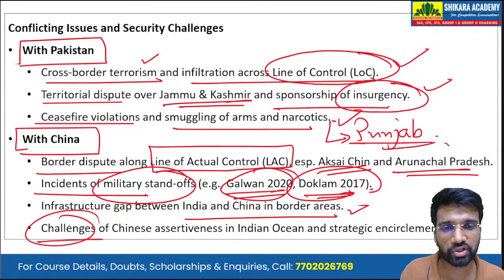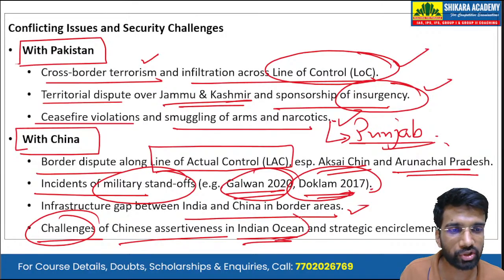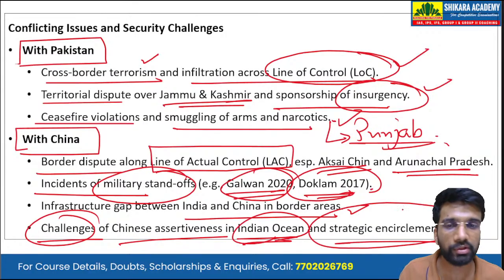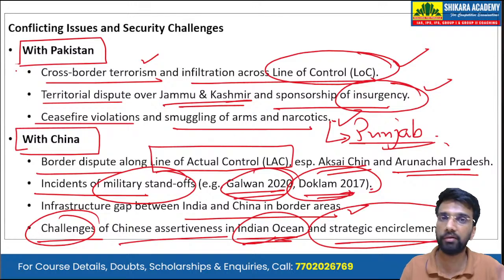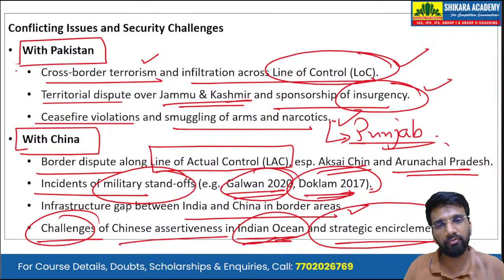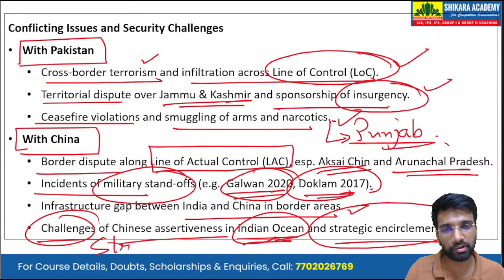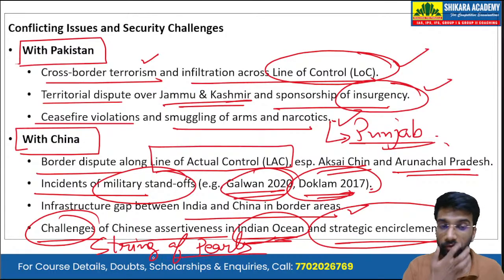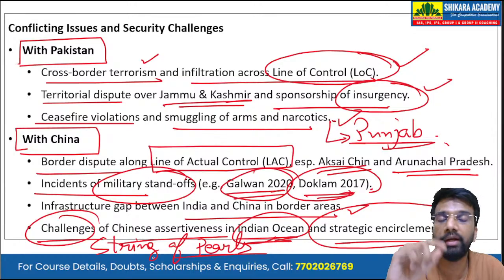Then the challenges of Chinese assertiveness in the Indian Ocean and the strategic encirclement. Now, this is not a case with Pakistan, but with China. Now, China, with its string of pearls, is trying to strategically encircle India in the northern Indian Ocean.